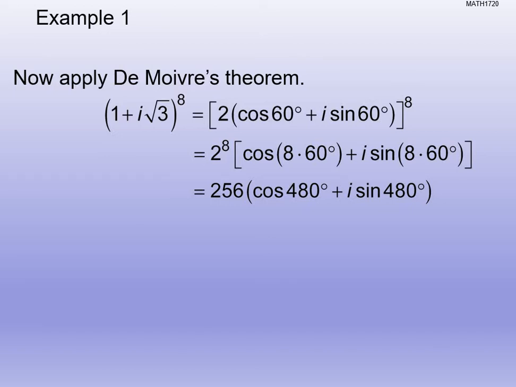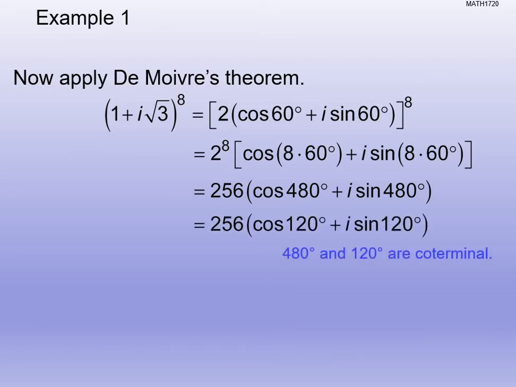Now that's not an easy angle to work with, but we can find its coterminal, if you remember doing that back in chapter 1, chapter 2, right? Angles that end in the same location. So we can take 480 and subtract 360 from it, and we end up getting 120. So 120 is coterminal with 480. Hopefully you guys remember those terms. And now 120 is an easier angle for us to work with.